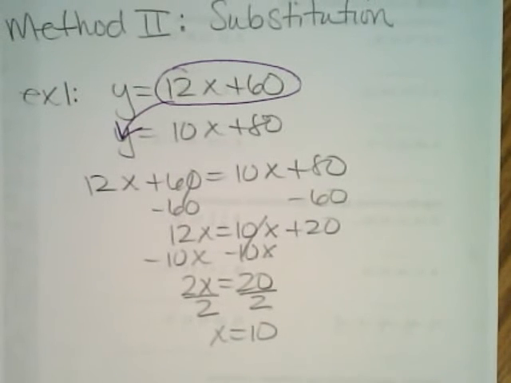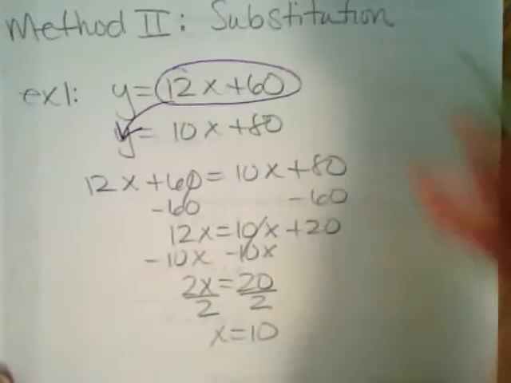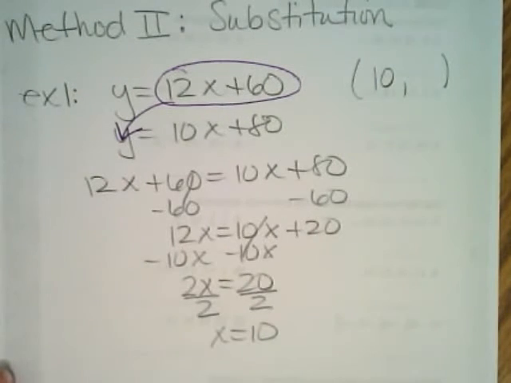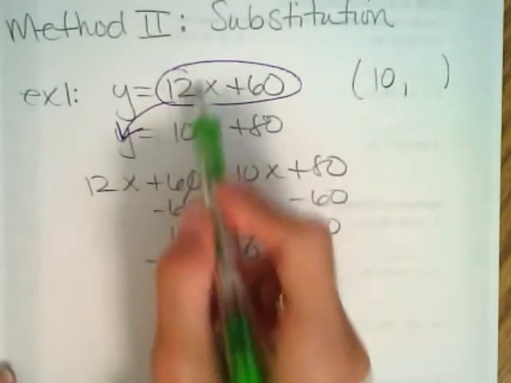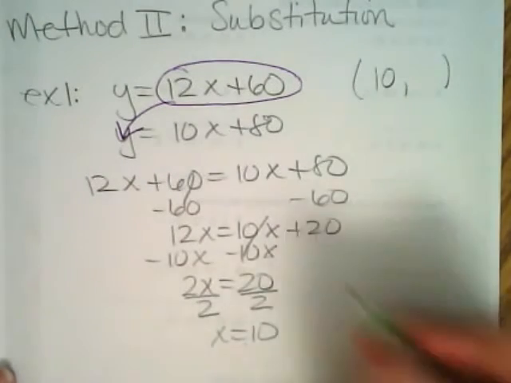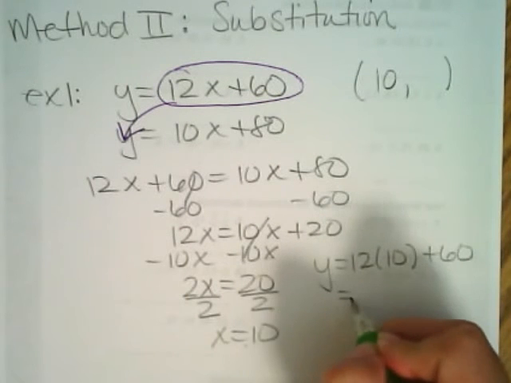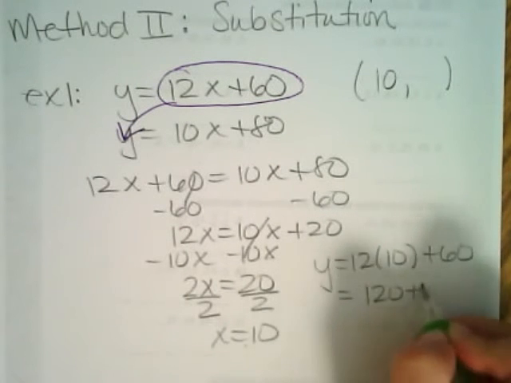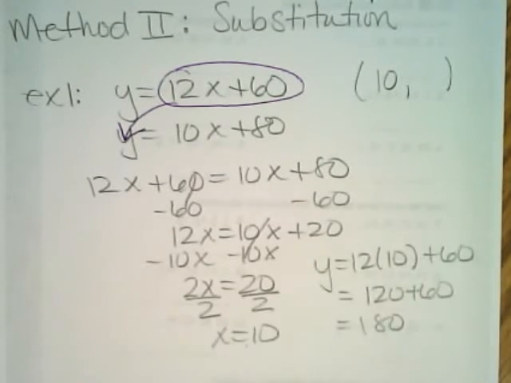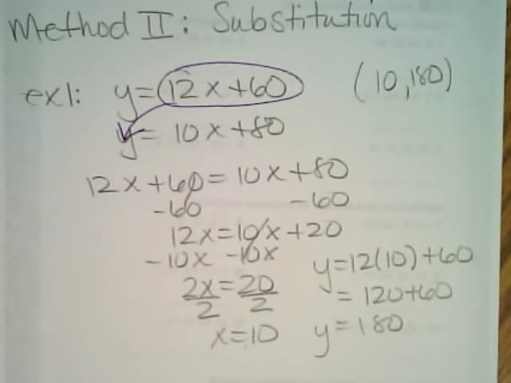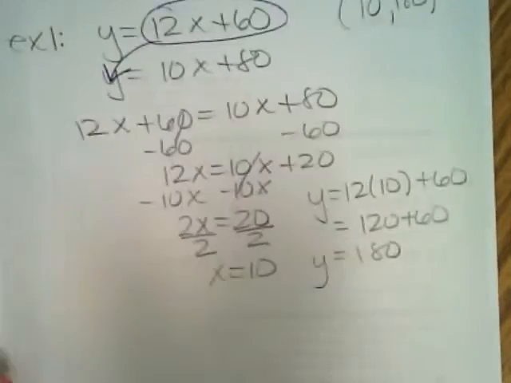Okay. So now we found the x-coordinate. And as you know, we need to find a point, and a point consists of an x and a y. So now I take x, and I can substitute it back into either equation to find your y. And I get 180 for y. So the point where these two will intersect is at (10, 180), which again, I would not want to graph. Okay, number 2.